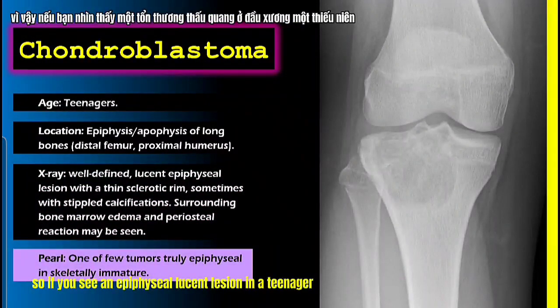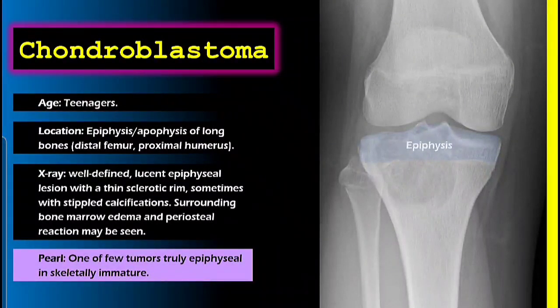So if you see an epiphyseal lucent lesion in a teenager, think chondroblastoma.